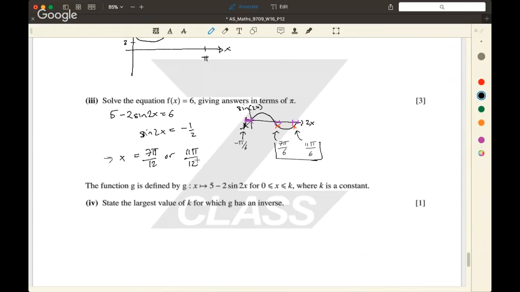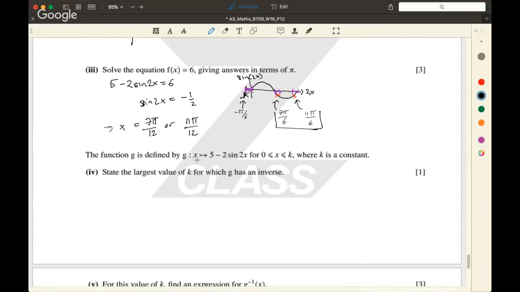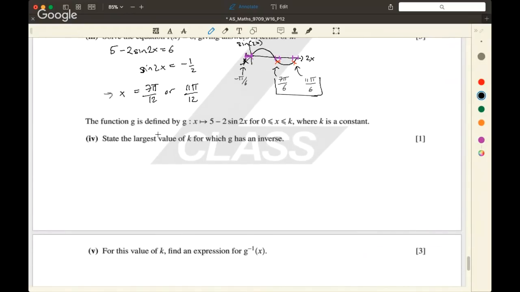Okay, now we're given another function, which looks the same, but we're asked to find the largest value of k. So we're asked to find a value that x is allowed to, like the domain of the function, and we want g to have an inverse. Well, inverse means that the function g is 1-to-1. So it cannot repeat itself. And the problem with these functions, like trigonometric functions, is that they repeat themselves. That's why we get these several different solutions.